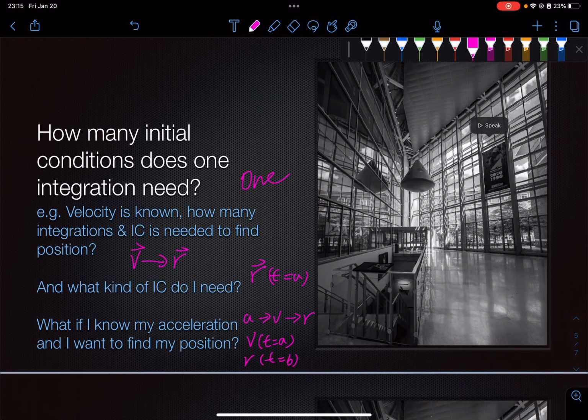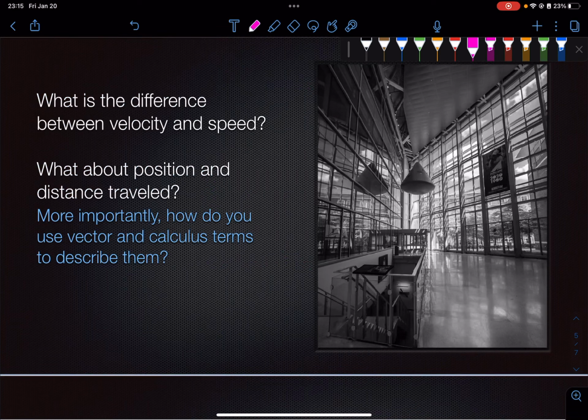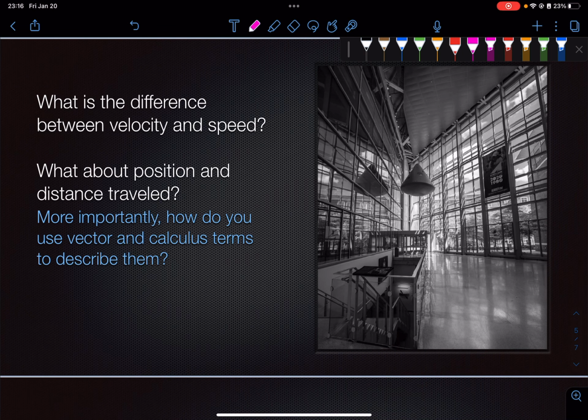Let's go to the second question. What is the difference between velocity and speed? And also, what is the difference between position and distance traveled? I think everybody can agree that velocity is a vector, and position is a vector, so these two are vectors, and speed and distance traveled are scalars.